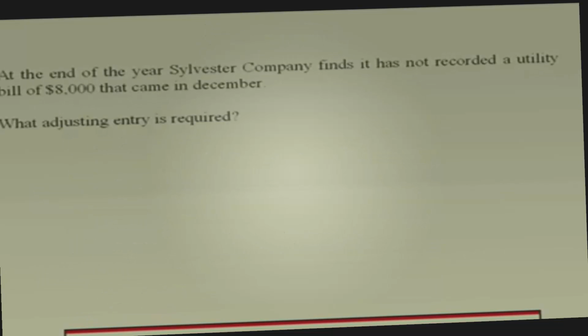At the end of the year, Sylvester Company finds it has not recorded a utility bill of $8,000, which came in December. The accountant has done the trial balance, but a bill which came in December of $8,000, the accountant forgot. What adjusting entry is required? Do you want to try? Stop this presentation for a minute and have a crack at it. Have you tried it? Here goes.